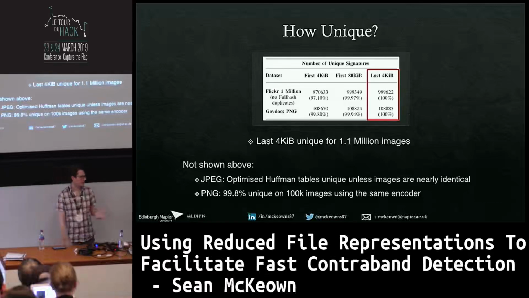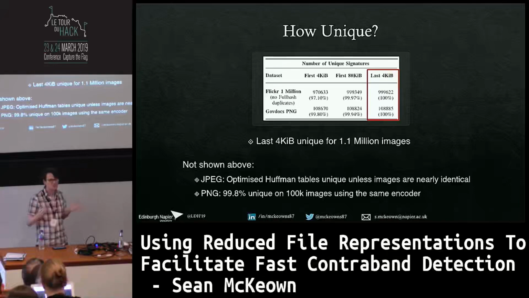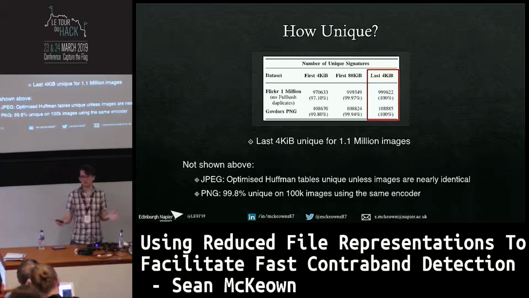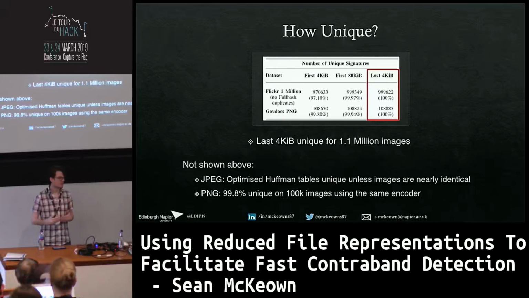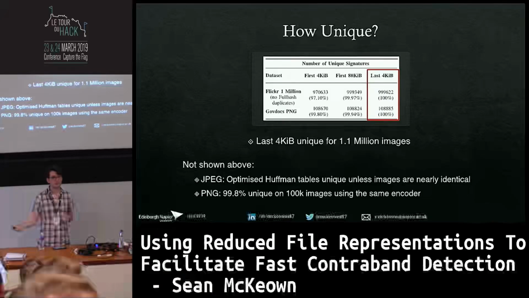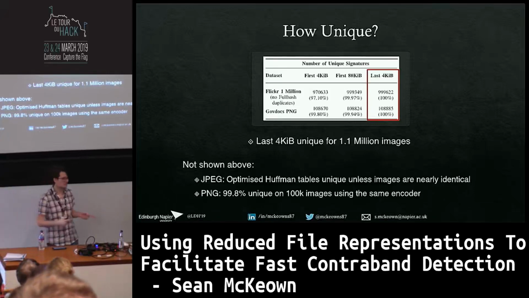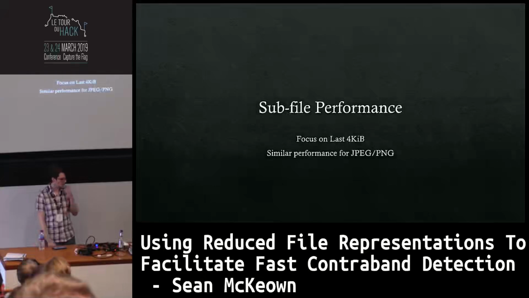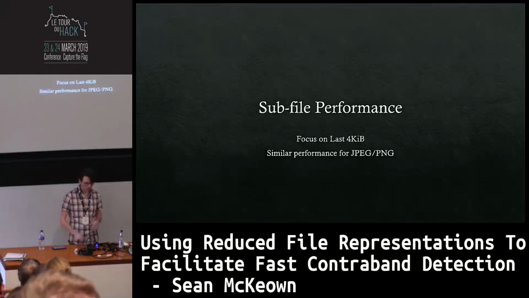So how unique? As you can see on the left-hand side of this, reading from the start of the file doesn't quite get too unique. So the Flickr 1 million dataset is aptly named because it's about 1 million images. The GovDocs PNG stuff is 108,000 or so. Didn't quite get to unique there, but if you read the last 4 KB from the end of the file, you can actually get a unique signature for 1.1 million images. So we don't really need it to be any better than that. That'll do for most use cases. And I'll just ignore the bit at the bottom for now for the sake of time. Right, so how did this perform?